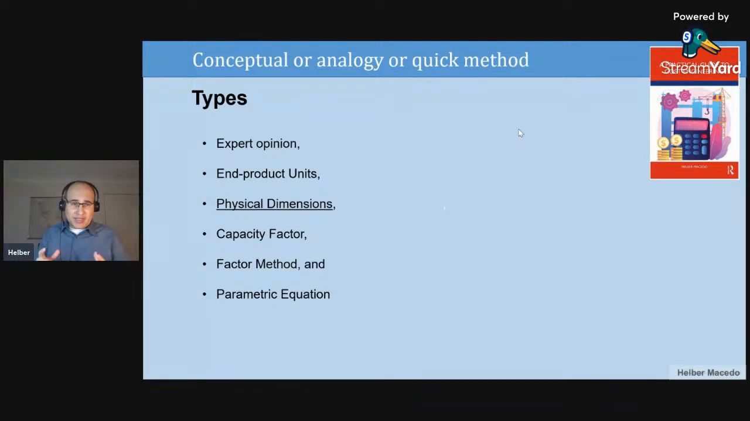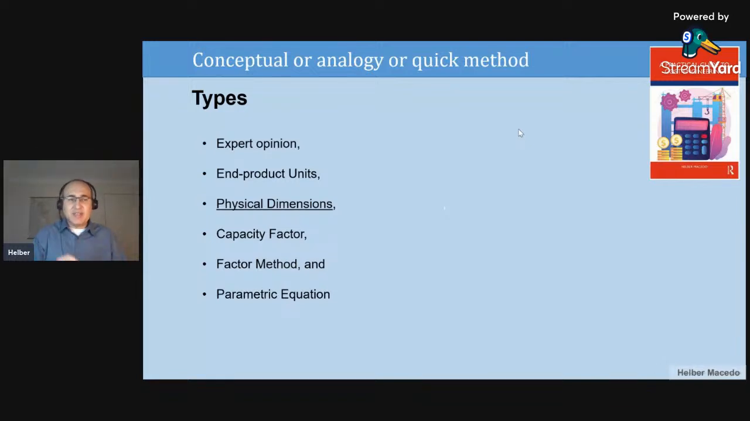The next one is the capacity factor. So what's the idea here? I know the capacity of production for my factory, for my refinery, for my process plant, and I will use that information to calculate a similar process plant. So I will use a factor in the production capacity, and I will calculate my new cost for my new process plant.